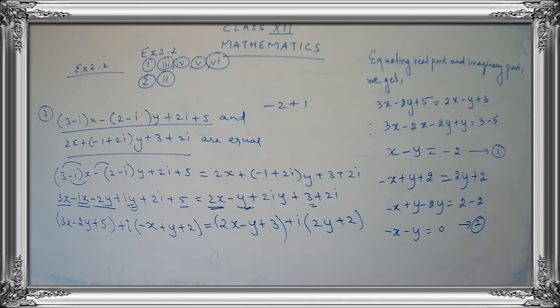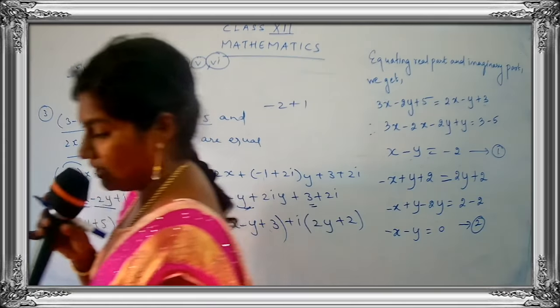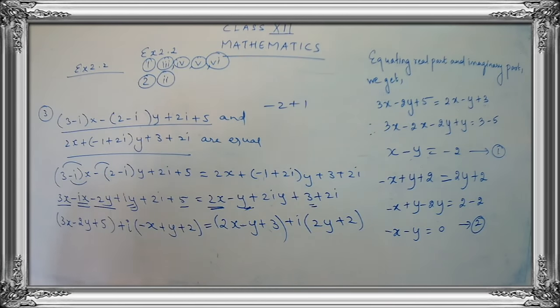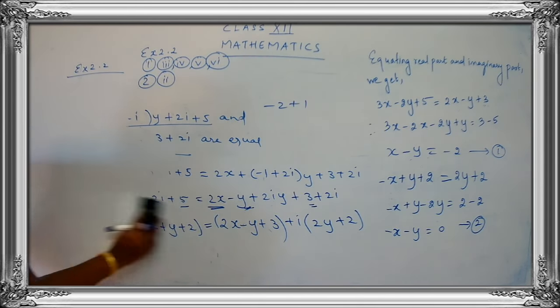So what is the value? When you equated the imaginary part, you got the equation minus x minus y is equal to 0. Now what was the question, children? You have to find out the value for x and y. So what are we going to do? We are going to solve the two equations, that is, the first and the second equation. Let's solve both the equations. I'll rub this part. I hope you have taken down this.